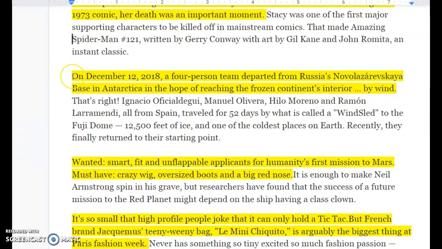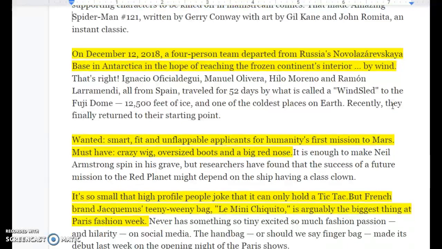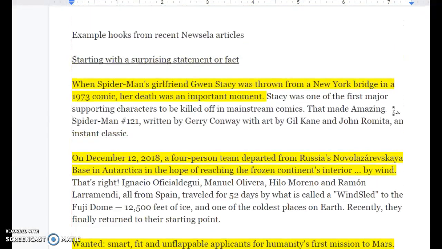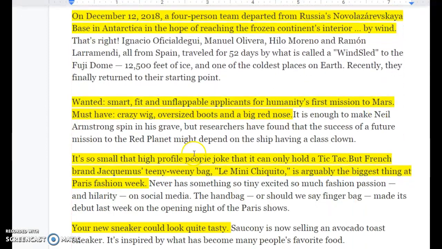Or here it is more of a fact. On December 12, 2018, a four-person team departed from Russia's Novosibirskaya, don't judge me on my pronunciation there, base in Antarctica in hope of reaching the frozen continent's interior by wind. So that one's a surprising fact that interests your reader right off the bat.